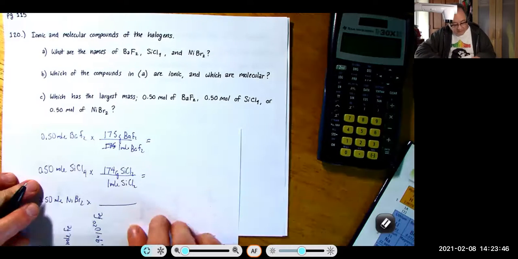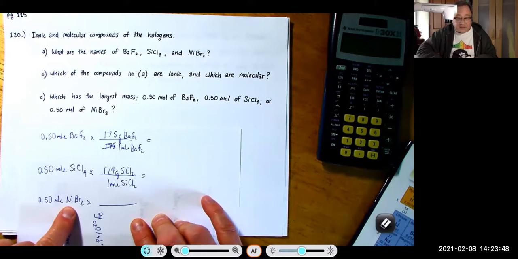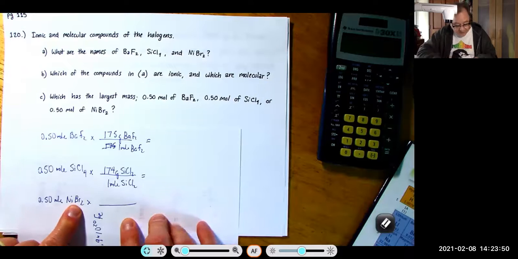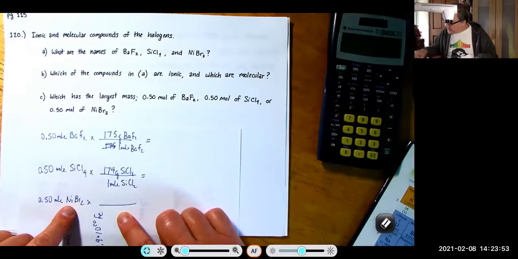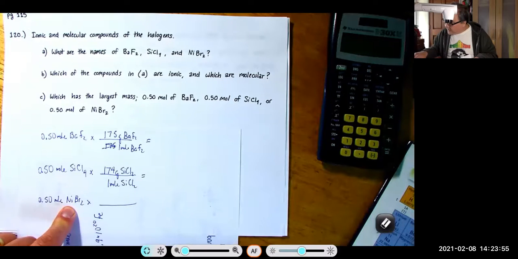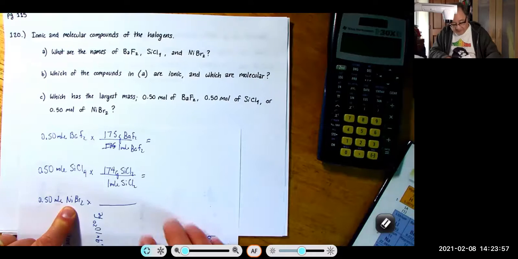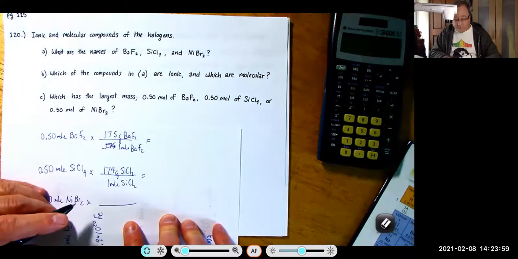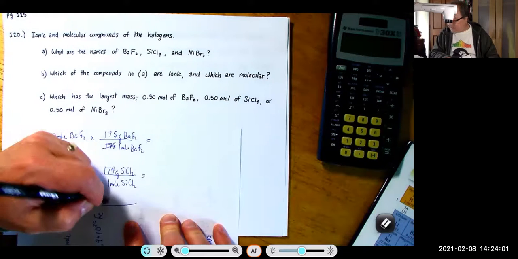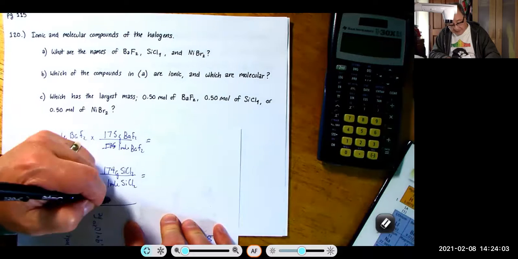Now, nickel(II) bromide, bromines are 80. So that's 160. 160 plus 58.7 is 218.7.